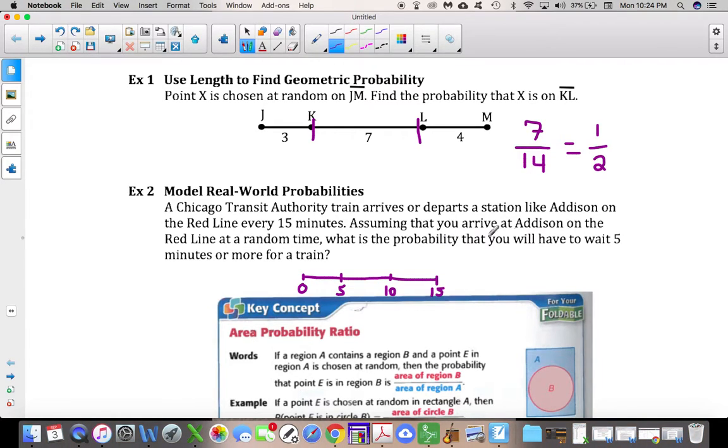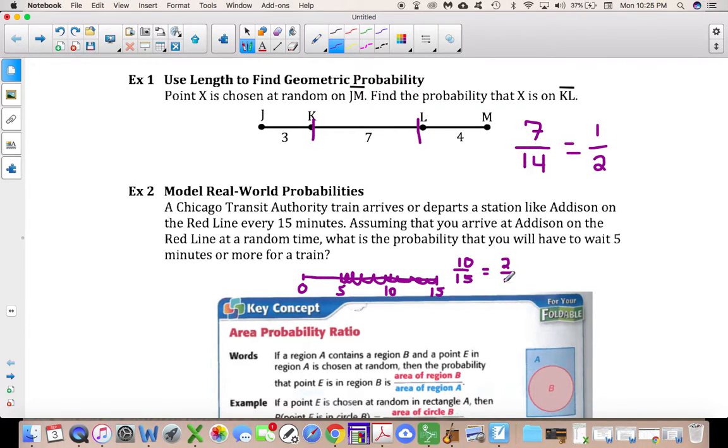So assume that you arrive to get on the train at a random time. What is the probability that you'll have to wait 5 minutes or more for the train? So 5 minutes or more is any amount of time that's between the 5 and 15 mark. And you can see with this line segment, 5 to 15, that's 10 minutes out of a total of 15, or if you just see the relationship that the line segment is, that's 2/3. So 2 out of 3 times I'm going to have to wait at least 5 minutes to get on the train.